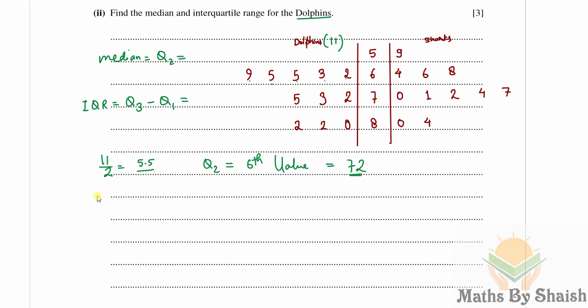And for Q1 we calculate 11 over 4, that is 2.75 again, so we will take the next value. So Q1 is the third value, and the third value is 65. 1, 2, 3, 65. And Q3 is going to be 3 by 4 times 11, that is going to be 2.75 into 3 only.